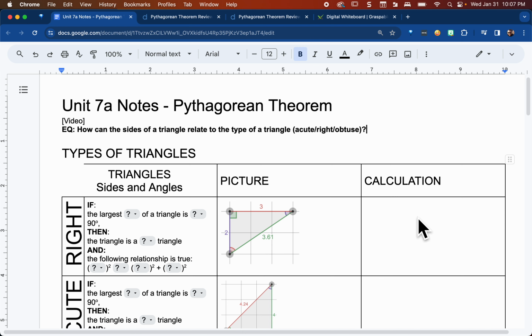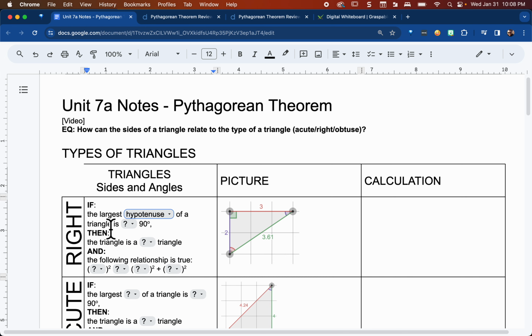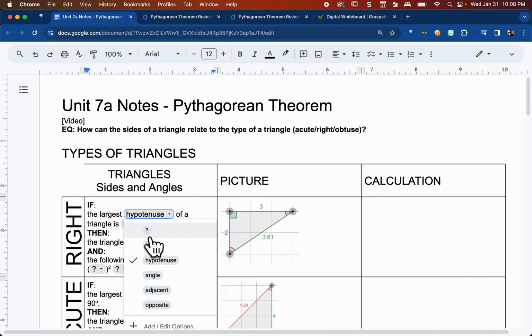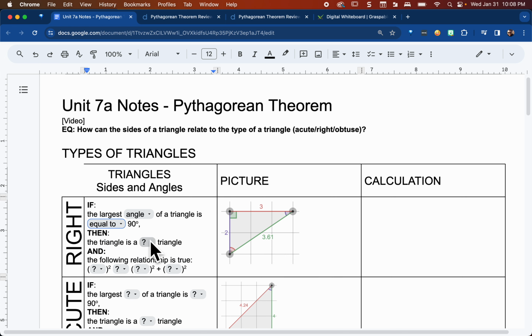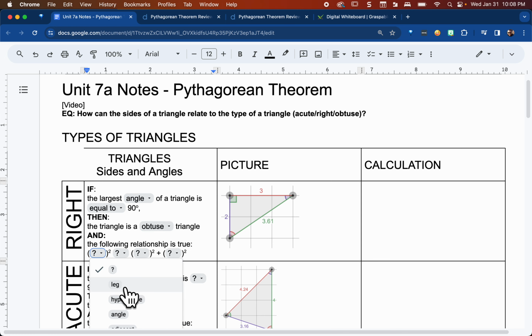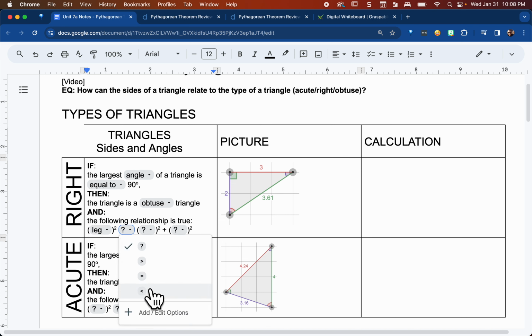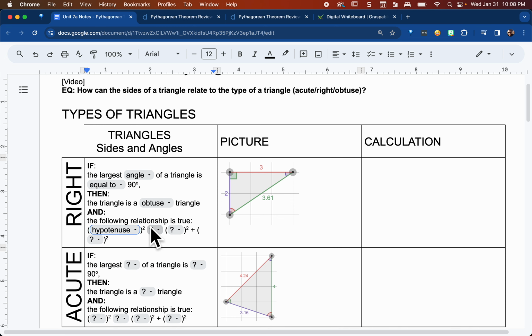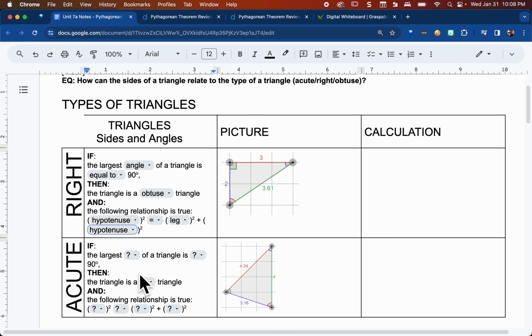If the largest angle of the triangle is equal to 90 degrees, then the triangle is a right triangle. And the following relationship is true: the hypotenuse squared is equal to the leg squared plus the leg squared. So that's what it should equal.